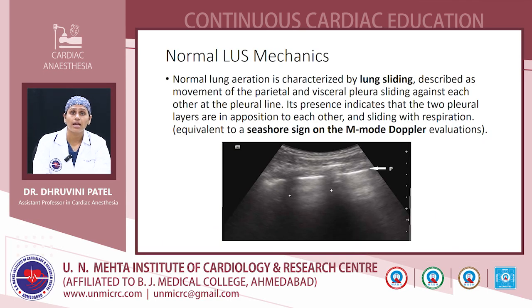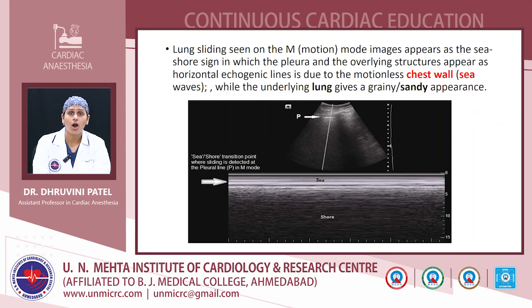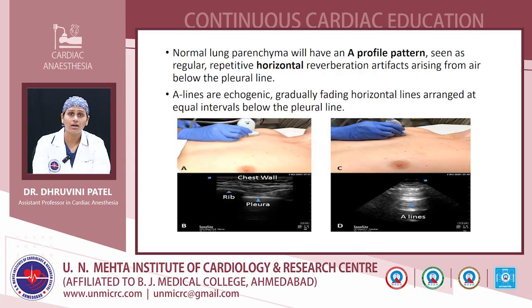Normal lung mechanics are characterized by lung sliding. It's described as the movement of the parietal and visceral pleura sliding on each other at the pleural line. On M mode, it appears as the seashore sign. This means the pleura and overlying structures appear as horizontal echogenic lines due to the motionless chest wall, while the underlying lung appears grainy and sandy.